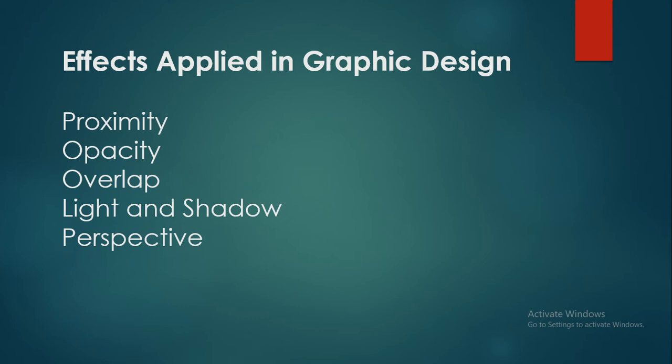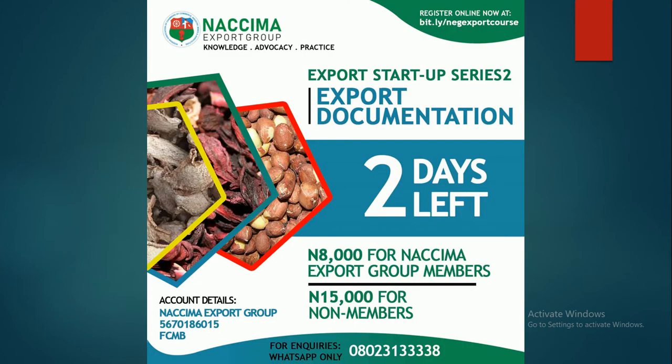Opacity has to do with how much an object fades, how the filter makes the object clearer or not too clear. So this can also work alongside perspective. Then I explained proximity to you earlier also. Now let's look at a few examples of designs that I have made.